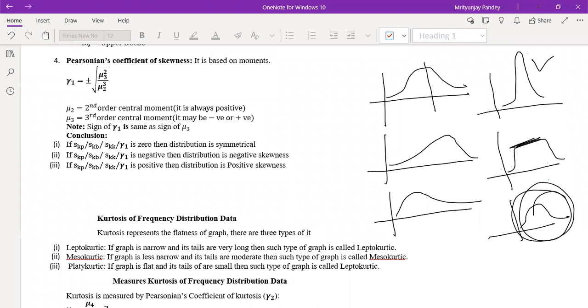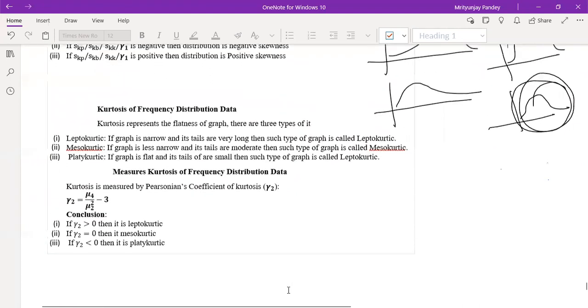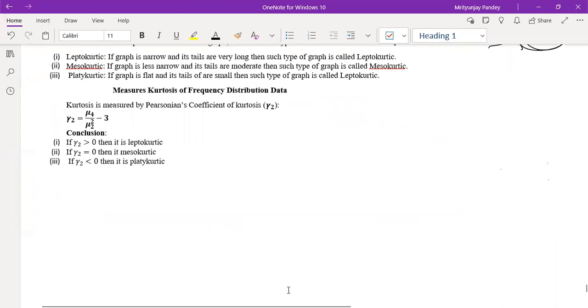So once again use formula, and representation of kurtosis is nothing but gamma 2. The gamma 2 formula is mu4 upon mu2 square minus 3. If gamma 2 is the notation for kurtosis, if the value of gamma 2 is positive, then such type of graph is leptokurtic. If gamma 2 equal to 0, then such type of graph is mesokurtic. And if gamma 2 is less than 0, then such type of graph is platykurtic.